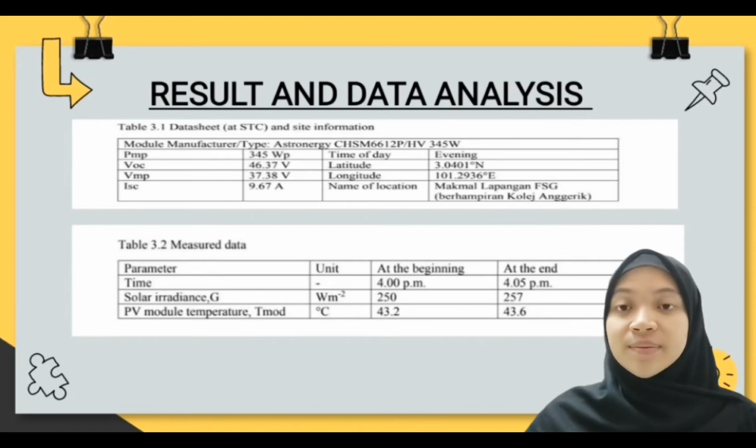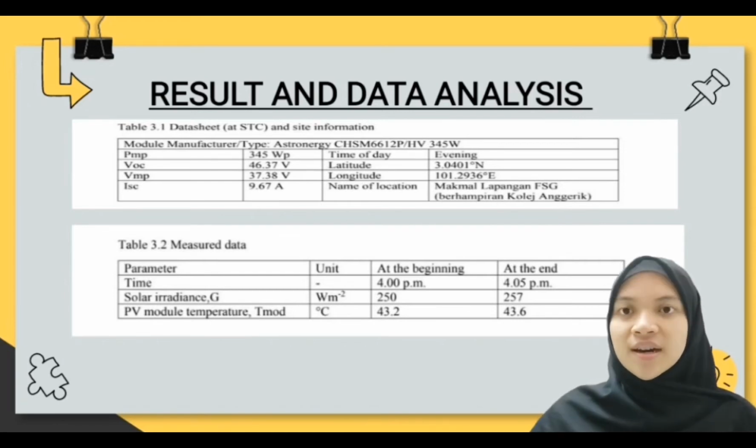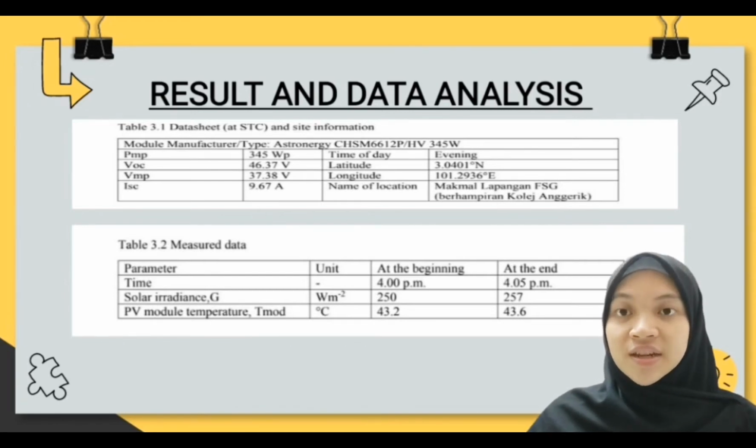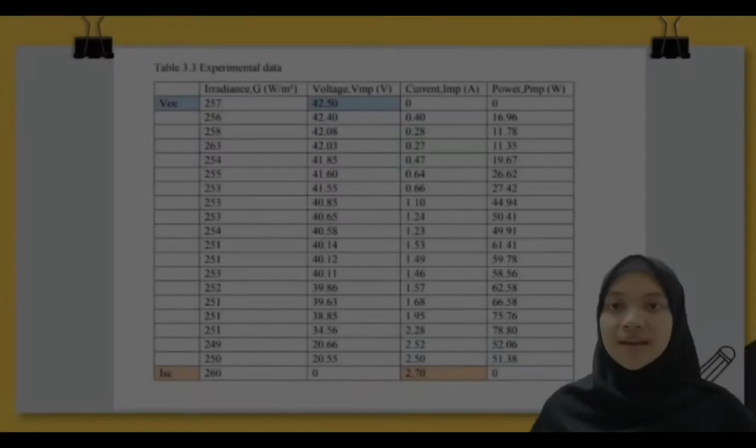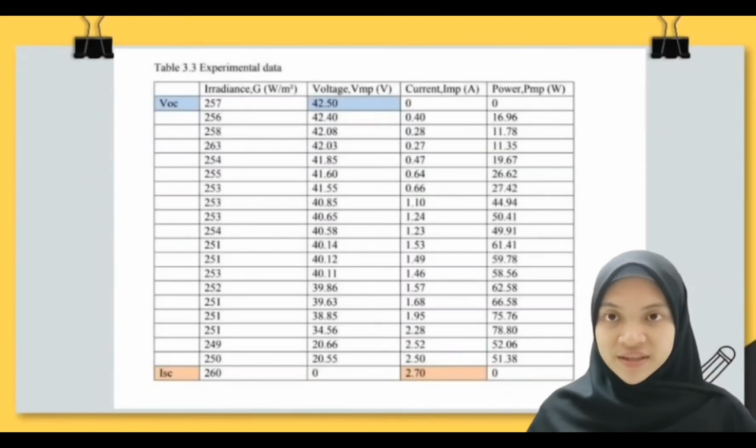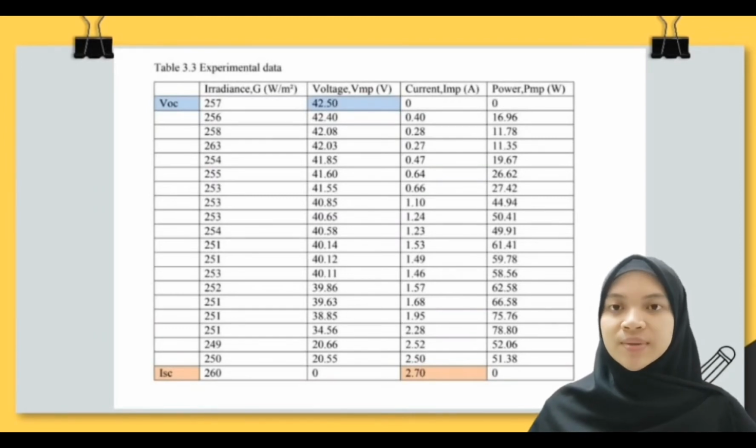For table 3.2, it shows the data at the beginning and at the end of the experiment. Next, table 3.3 shows the experimental data that was recorded during the experiment. The solar irradiance, voltage, current and power were recorded in the experiment. The formula P equals I times V was used to calculate the value of the power.